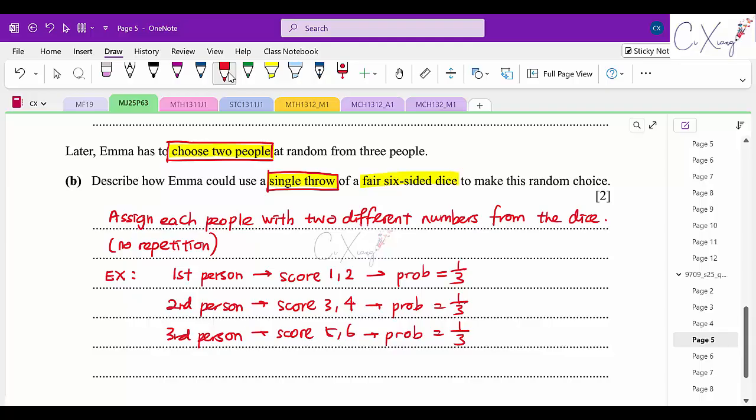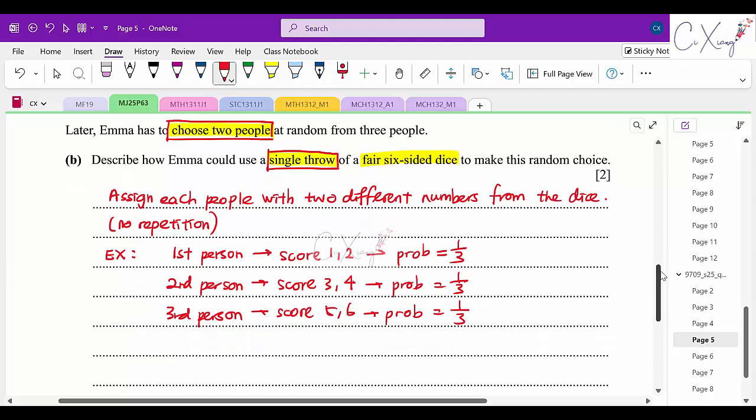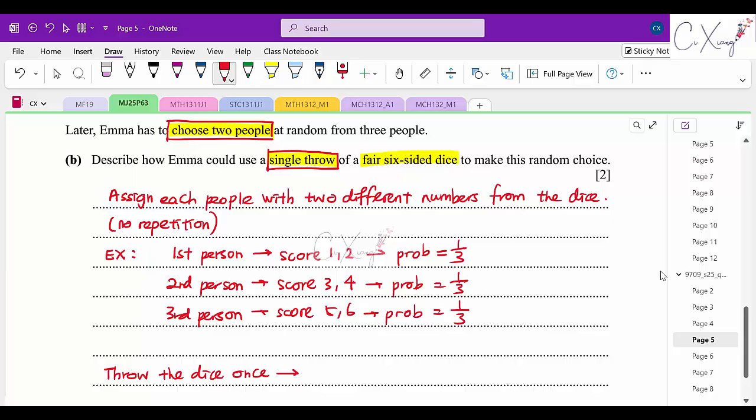But now the problem is, I have only a single throw. I have only 1 throw to choose 2 people. So how can I make this happen? All right, then what we can do now is throw the dice once, then get the person who will be eliminated.